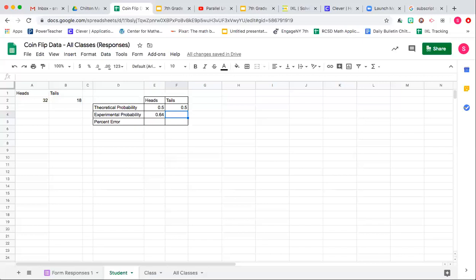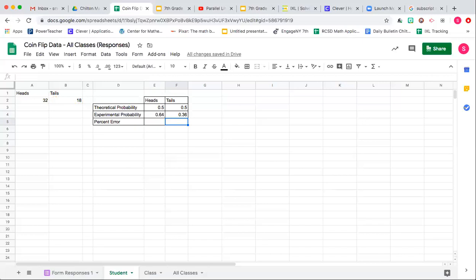Okay, now let's do the same thing for tails. We have 18, well actually I'm not going to use 18, I'm going to use the cell number, B2, divided by the number of coin flips, which was 50. And you can see that the experimental probability is 36 hundredths.